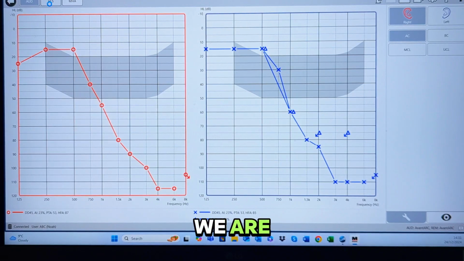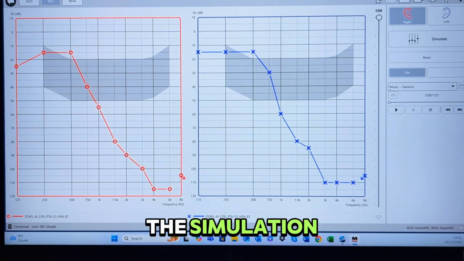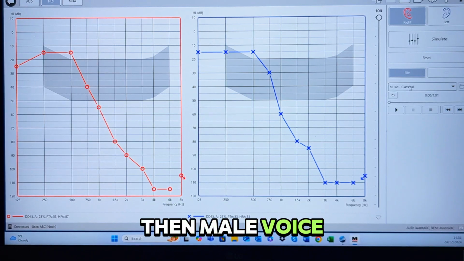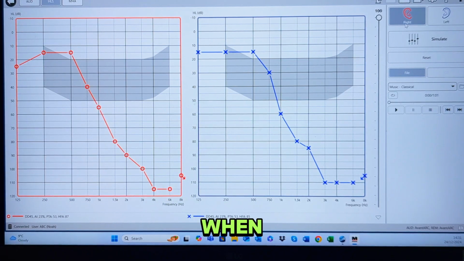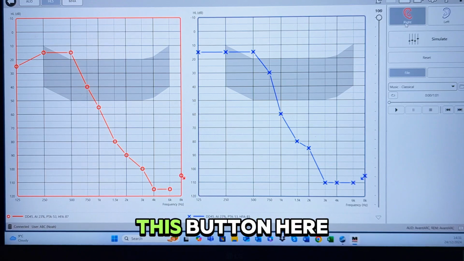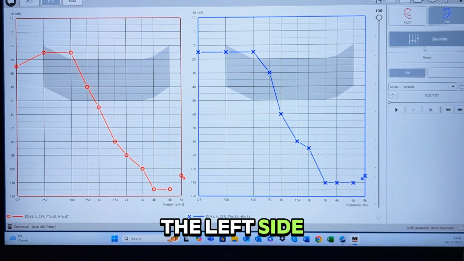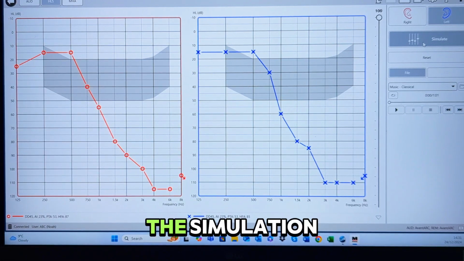So we are going to see the simulation with three audio files. We're going to start with a female voice, then male voice, and then classical music. When I am clicking the top left, this button here that you can see highlighted in gray, this is for the right side. When I click that, it's for the left side. When you see this grayed out, it is in the simulation mode.